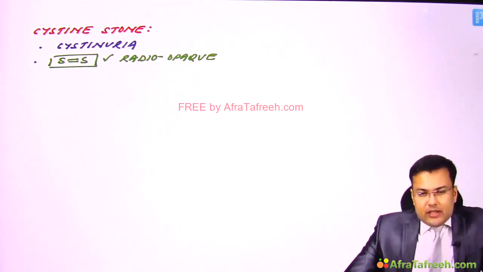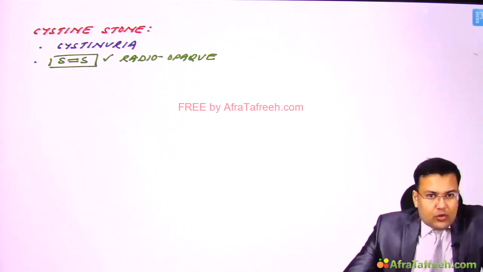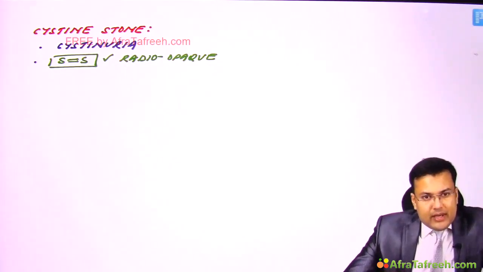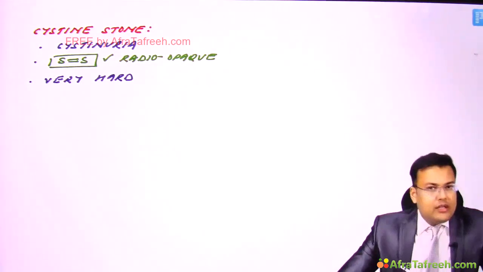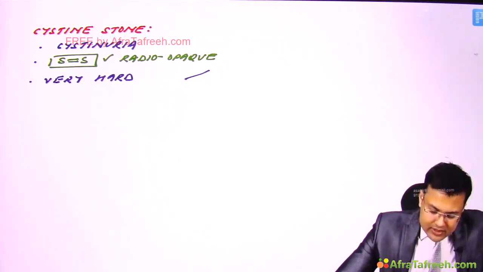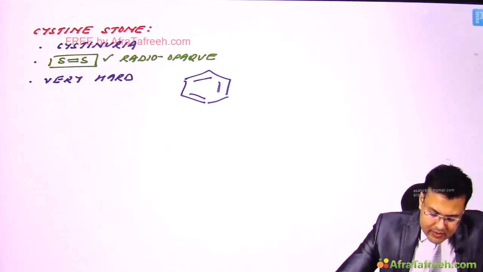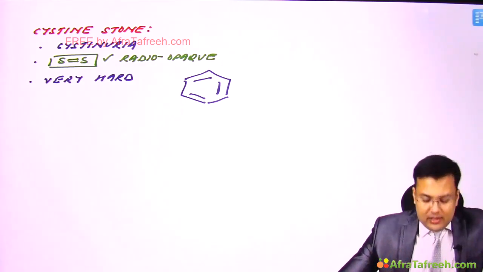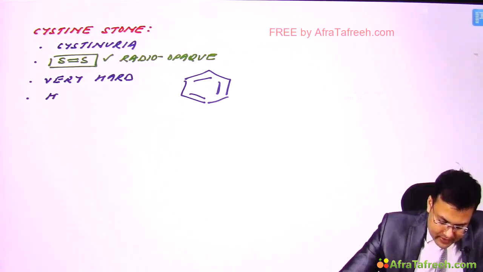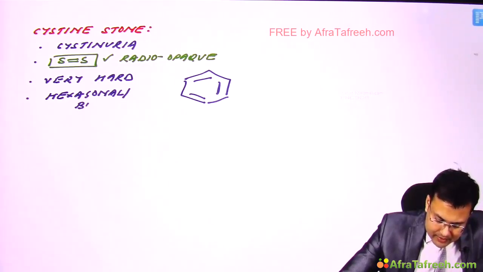Okay. Cystine stones are very hard. These are so hard that these are not easily broken by ESWL. So these are very hard stones, not easily broken on ESWL. And if you see the shape of the crystal, you remember this structure? We used to make this structure in class 11th and 12th. This is benzene. So the shape of the crystal is hexagonal or benzene shaped.